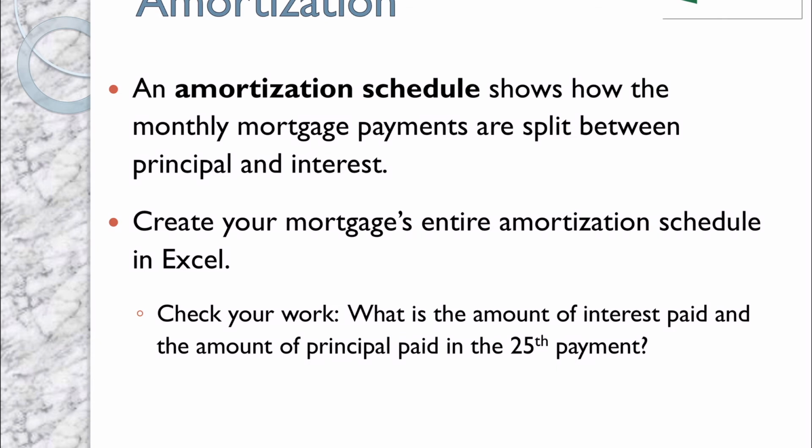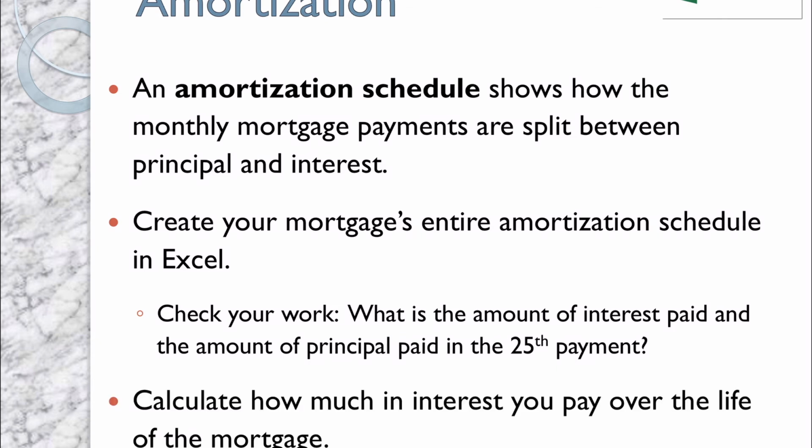What is the amount of interest that is paid and the amount of principal that is paid in the 25th payment? It's pretty easy to see this once you have your amortization schedule there. I will post the solutions to this problem so that you can check your work with this example. And I also want you to calculate how much in interest you pay over the life of the mortgage.